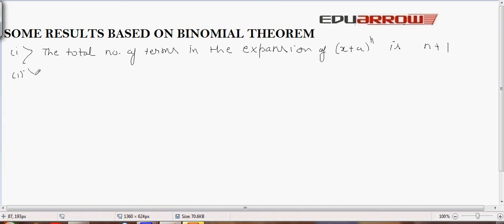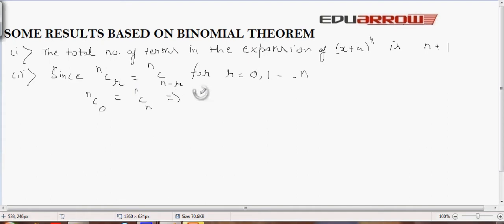Second result is, as we know that nCr is equal to nC(n minus r) by the property of combination for r is equal to 0 so on to n, so nC0 will be equal to nCn, or we can say that nC1 is equal to nC(n minus 1), or we can say that nC2 will be equal to nC(n minus 2). This is the second result.